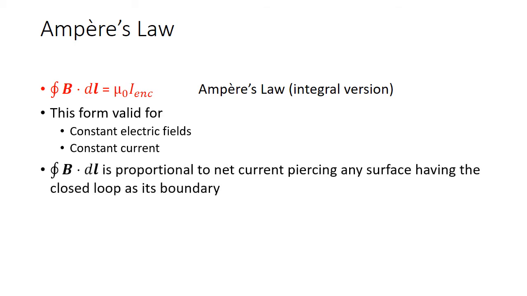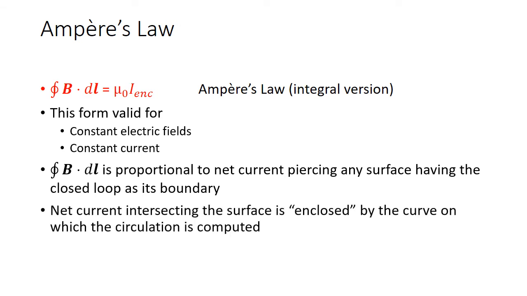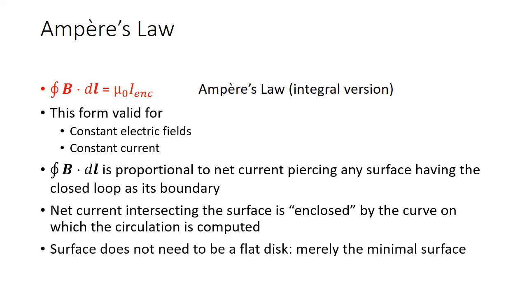We can think of it stating that the circulation of the magnetic field is proportional to the net current that passes through any surface that has the path of integration as its boundary, or that this path encloses the current that's under consideration. The surface that's bounded by the path doesn't need to be flat, but we usually assume it is because that is the smallest and simplest surface.